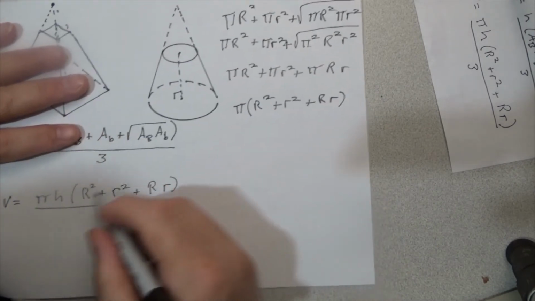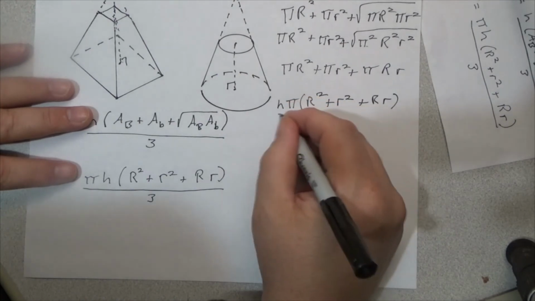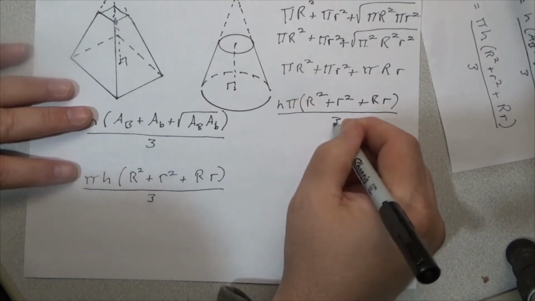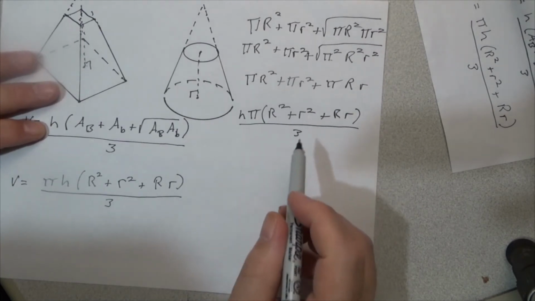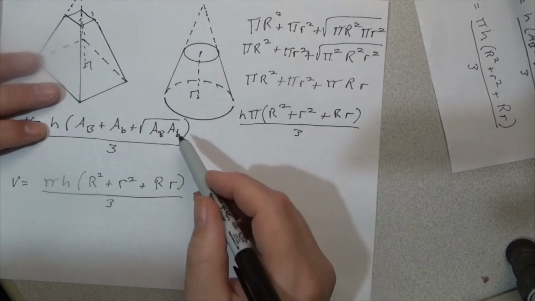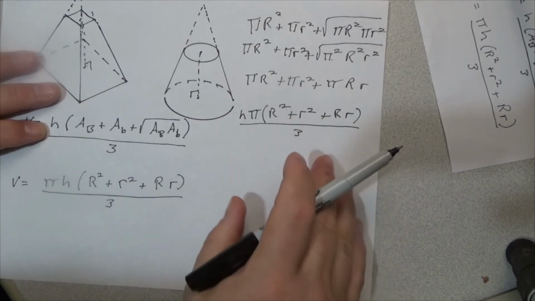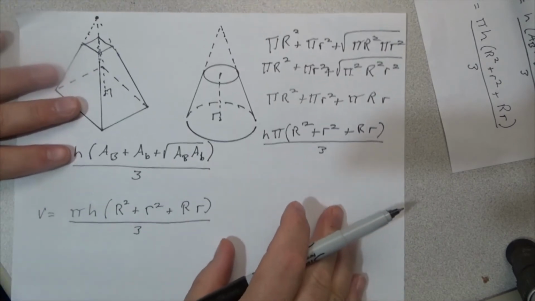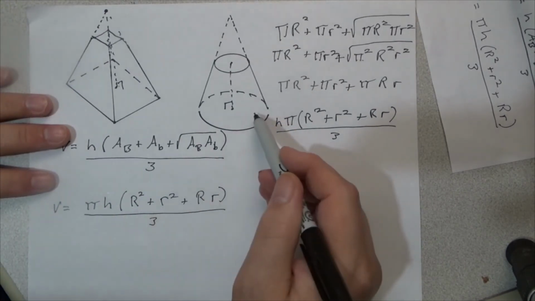Then if I just put the height back in there, so I've got height, and then divide by 3 to finish it. All I wanted to do is focus on that at first. So that is how this formula comes from that one. So a little bit of theory there. But if you don't understand that, that's okay. Just use this formula for a cone.